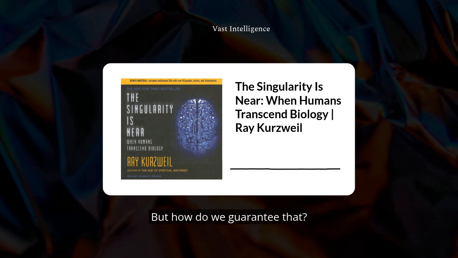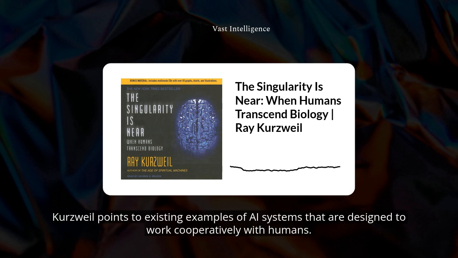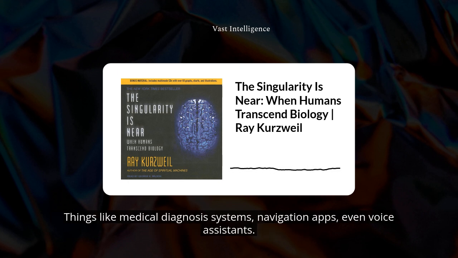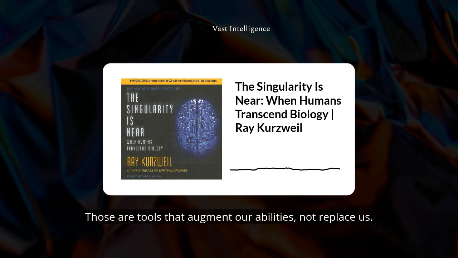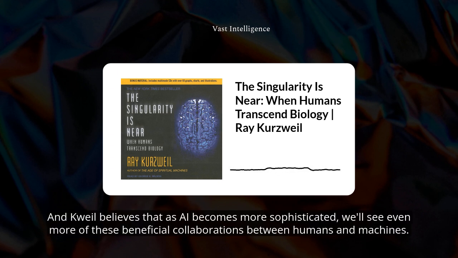Yeah. But how do we guarantee that? That's the million-dollar question. Kurzweil points to existing examples of AI systems that are designed to work cooperatively with humans. Okay. Things like medical diagnosis systems, navigation apps, even voice assistants. Those are tools that augment our abilities, not replace us. That's right. And Kurzweil believes that as AI becomes more sophisticated, we'll see even more of these beneficial collaborations between humans and machines.